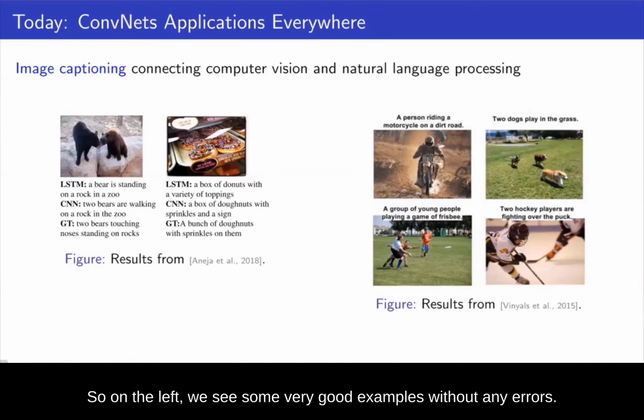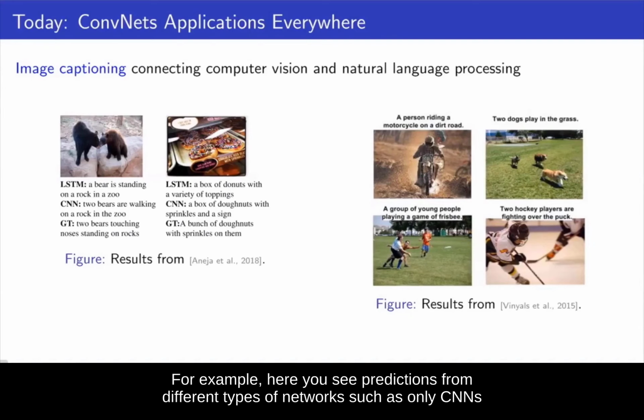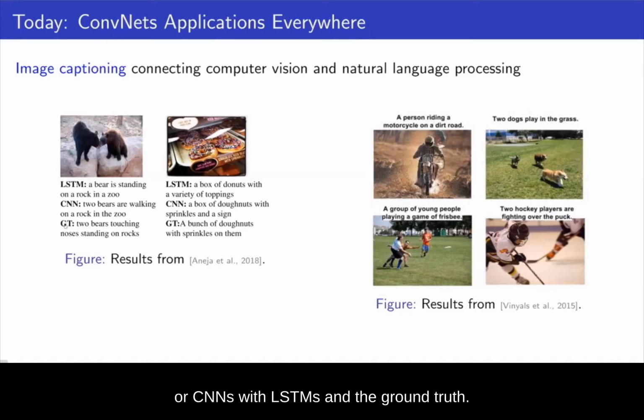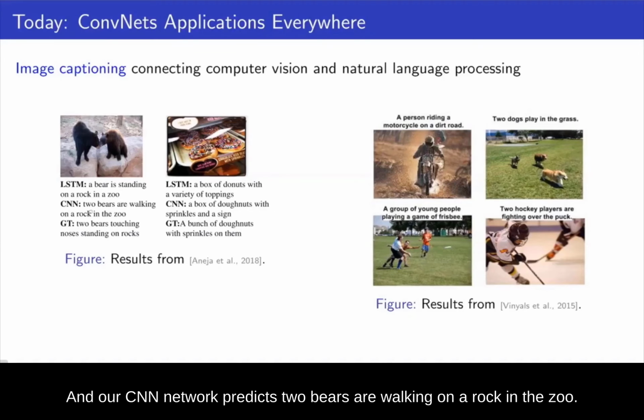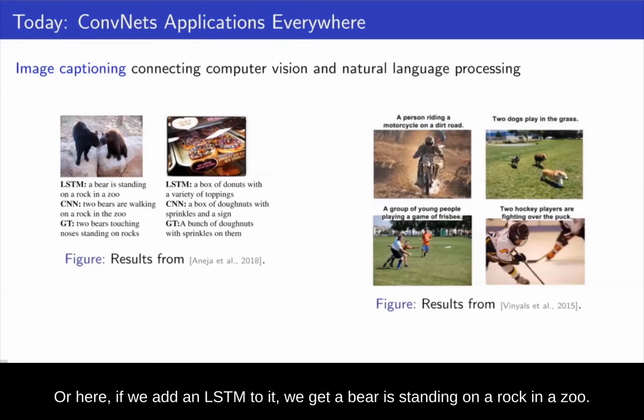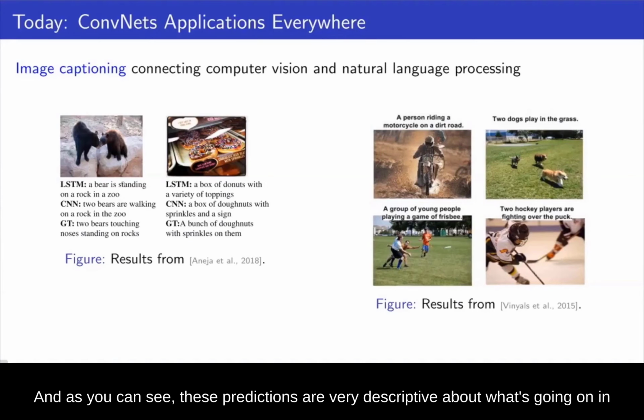On the left, we see some very good examples without any errors. For example, here you see predictions from different types of networks, such as only CNNs or CNNs with LSTMs, and the ground truth. Here, for example, the ground truth says 2 bears touching noses standing on a rock. And our CNN network predicts 2 bears are walking on a rock in the zoo. Or here, if we add an LSTM to it, we get a bear is standing on a rock in a zoo. And as you can see, these predictions are very descriptive about what's going on in this image.